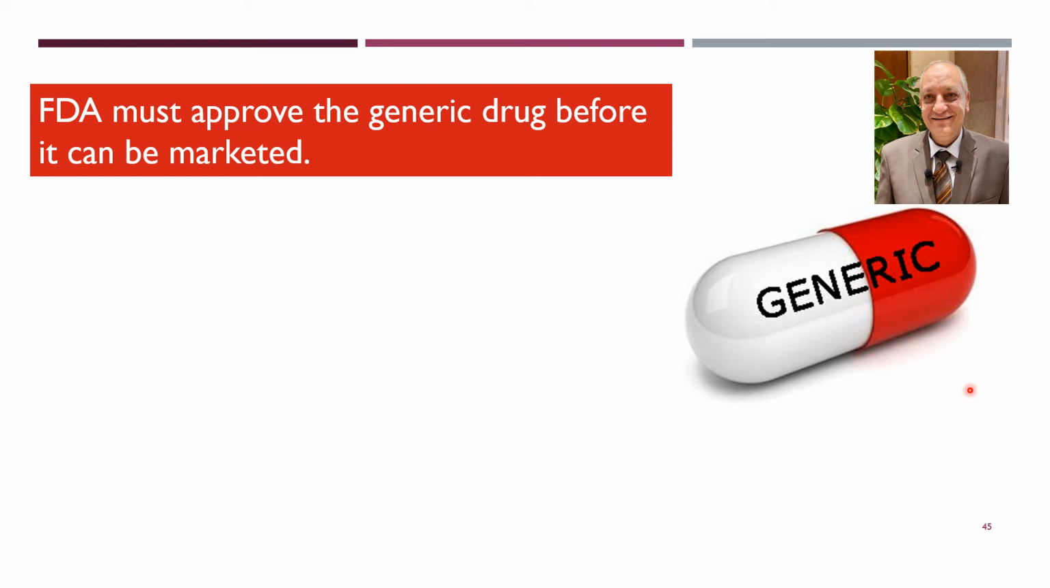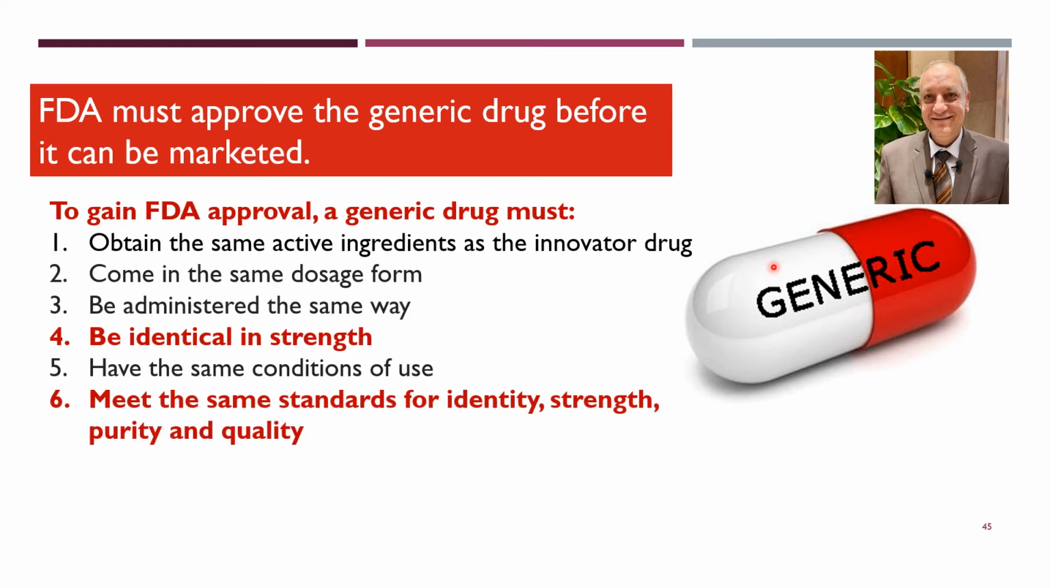FDA must approve the generic drug before it can be marketed. To gain FDA approval, a generic drug must contain the same active ingredient as the innovator, come in the same dosage, be administered the same way, be identical in strength. This is very important to have the perfect efficacy, as the same condition of use, and meet the same standard for identity, strength, purity, and quality. For FDA as well as for the European certificates, we have to follow that for any generic drug to meet the adequacy of therapy as well as the brand.